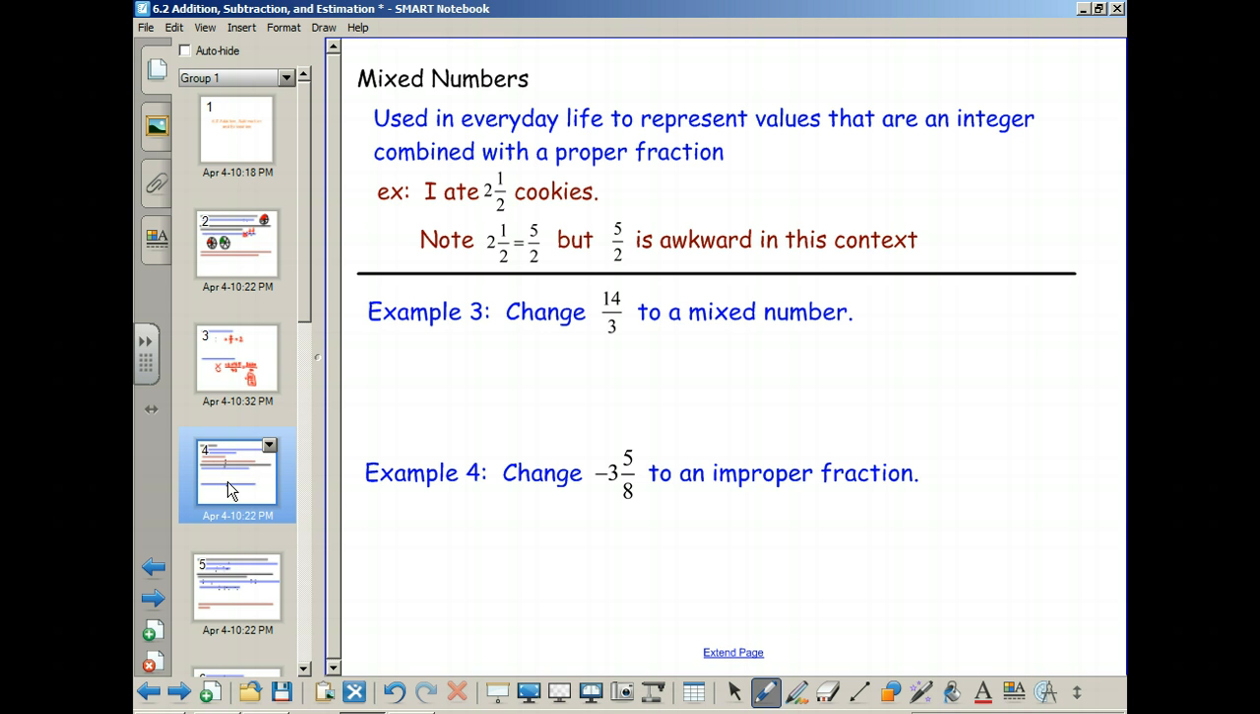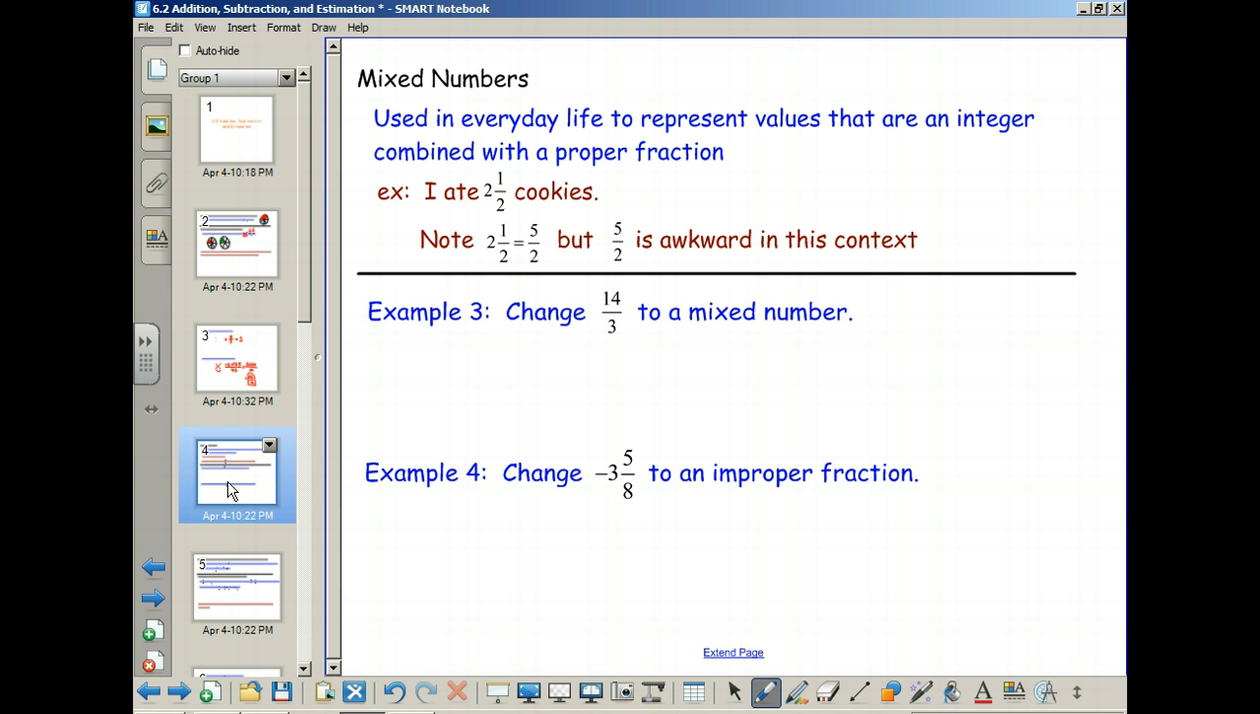Because while it's more natural within context to talk about 2.5, 5 halves is lots easier to work a math problem with. Working a math problem with 2.5 is much more messy than it is to work a problem with the improper fraction version of it. So we need both of those. So we need to be able to change between them, in other words, okay?